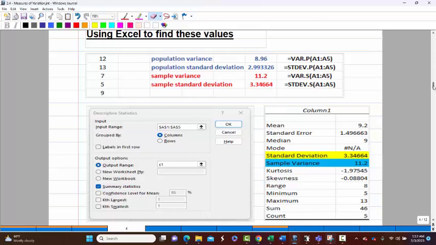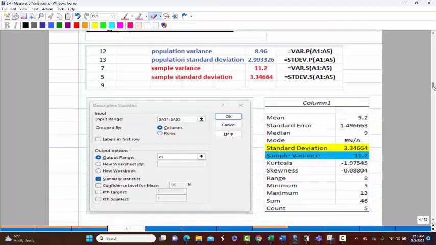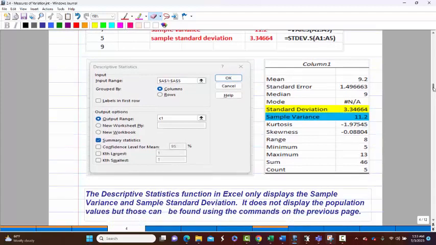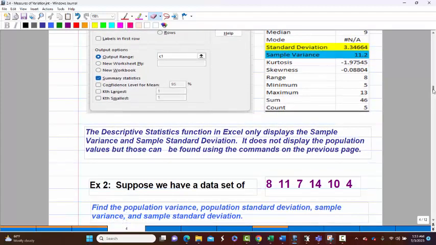I would give that an edge over the calculator, because the calculator only gives you the standard deviations and not the variance. Okay.